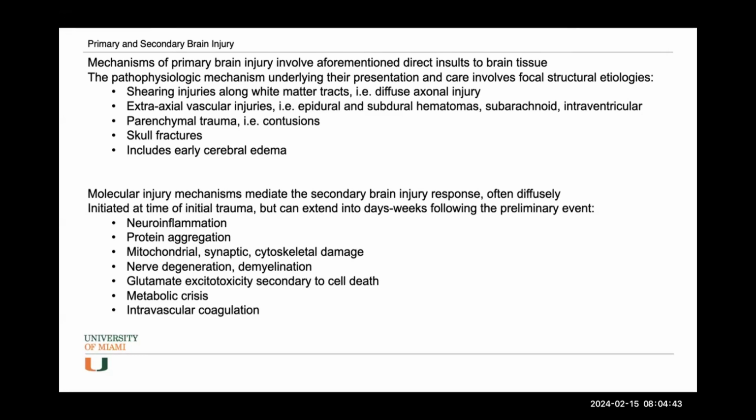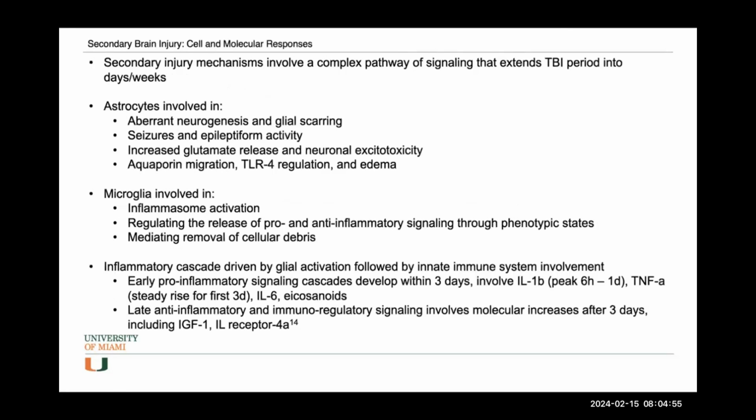Cell death can contribute to abnormal glutamate release, which can lead to excitotoxicity. You can have a metabolic crisis, and you can have intravascular coagulation that can contribute to local or regional ischemia as well. So this complex signaling pathway often can last for days to weeks, and one of the primary mediators for TBIs is actually the glial response. So astrocytes are often involved in aberrant neurogenesis and glial scarring, sometimes as a protective mechanism, but a lot of times that glial scarring can end up being a contributor to seizures and epileptiform activity.